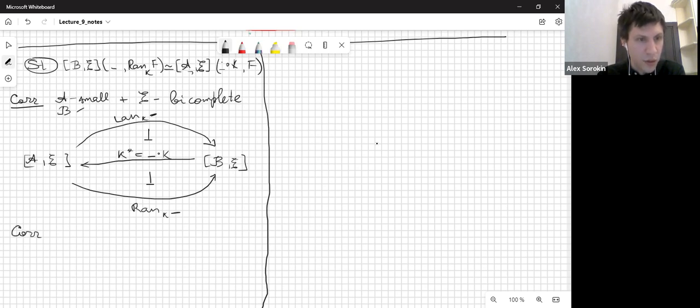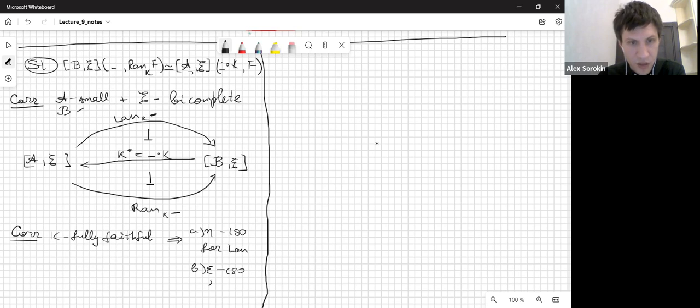And another corollary. I would say that if K is fully faithful, then part A, eta is iso, part B, epsilon is iso. Here for left Kan extension, here for right Kan extension. So if you have a fully faithful functor, then we will have isomorphisms eta and epsilon.